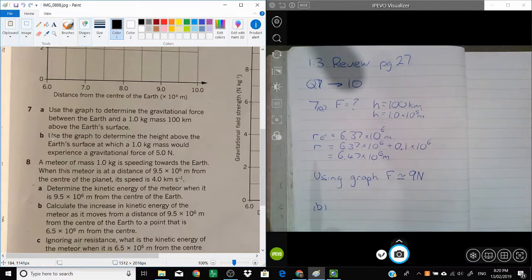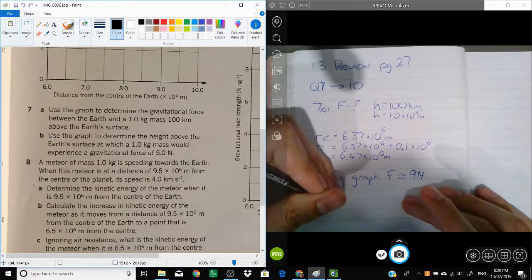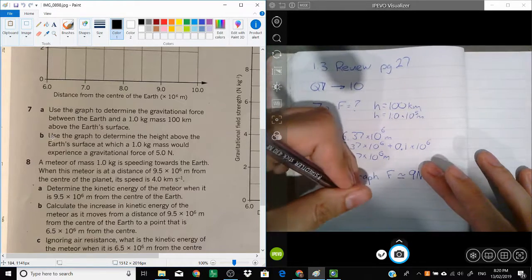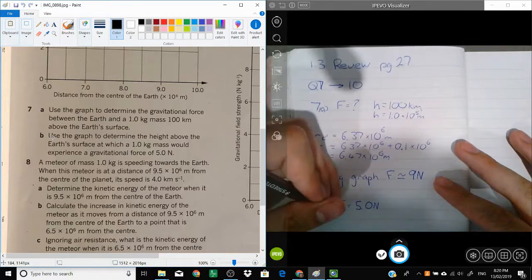All right, use the graph to determine the height above the Earth's surface. So pay heed to what they want and what you actually are able to find initially. Above the Earth's surface, at which a 1 kilogram mass would experience gravitational force of 5.0 newtons. Okay, so now we know the force. The force is equal to 5.0 newtons. Okay, then what we want to find is the height.